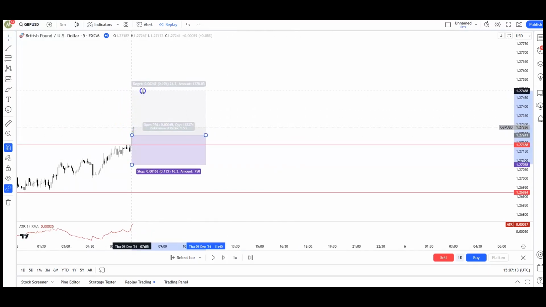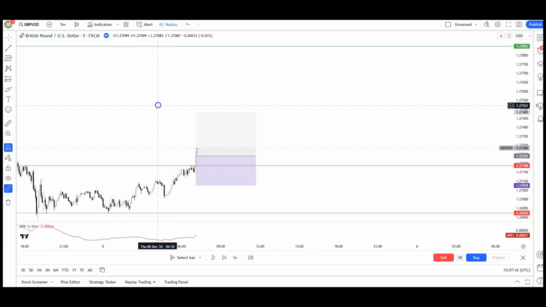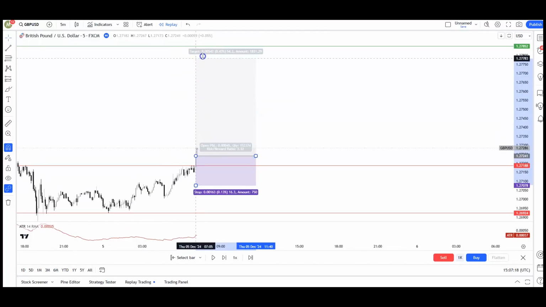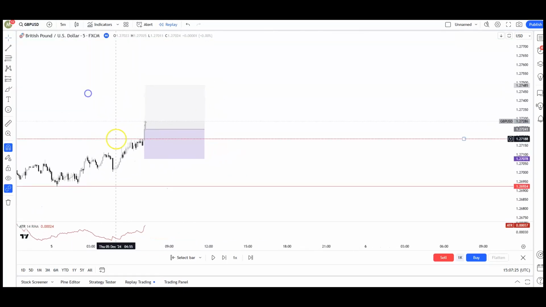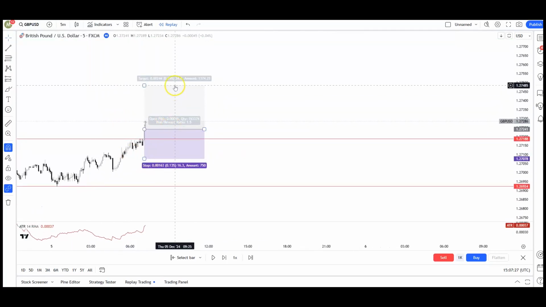I tend to go for around 1.5. You can go for 1.2. As long as you're keeping it within this ATR reading, you should be okay. So we have our stop loss in place, and we have our take profit.